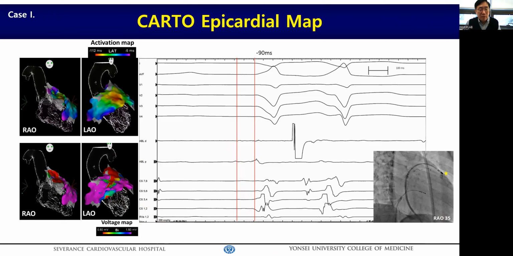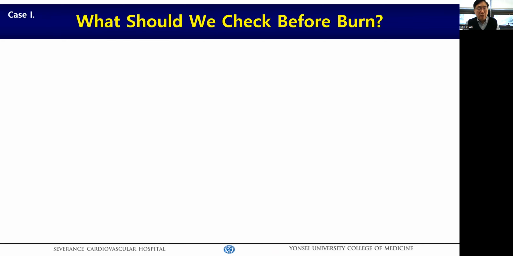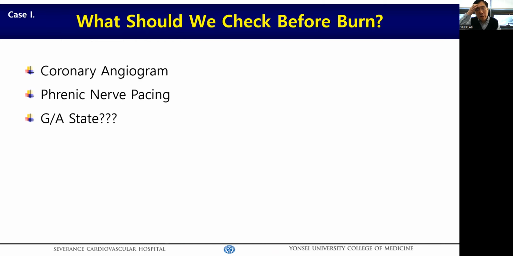Therefore, it may be near the coronary vein mapped site. So I decided to burn at the epicardium. Before RFN delivery, what should we check? Mandatory. Two things. It is mandatory to check coronary angiogram, and number two, Phrenic pacing.